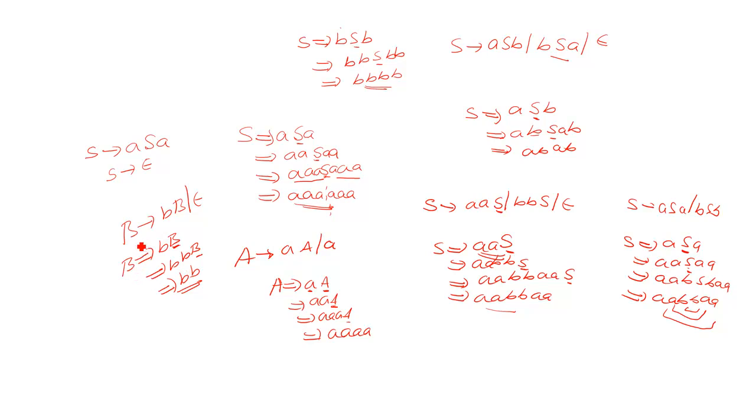So what is this production doing? This is repeatedly producing only B's. This is repeatedly producing only A's. But these kinds of productions produce no dependency. So that is about the productions, when to write what kind of production.